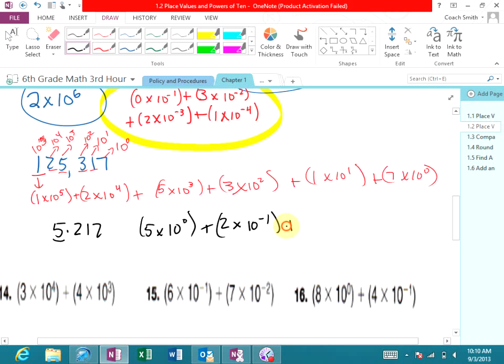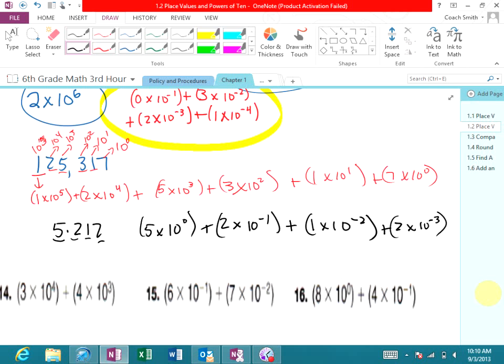Plus my next digit, 1 times 10 to the what? Negative second power. Plus my last digit, 2 times, I'm used to writing it with parentheses, and I'm not used to writing it with the times sign, 10 to the negative third power. And so that's one that has a mixture of decimals and whole numbers, in expanded form with exponents.